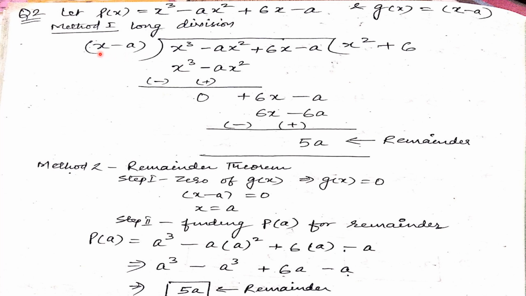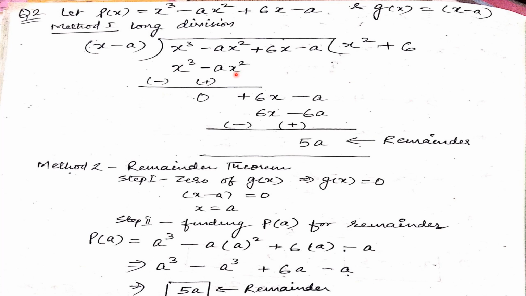Now first see x, the first term of the divisor, and the first term of the dividend. It is x cube, it is x. What do you think? What should we multiply with x to get x cube? Very easy. If we multiply x square with x, we will get x cube. That is why the first term I have taken in the quotient is x square. So we can say x into x square is how much? x cube. Similarly, this is remaining in the divisor, so we'll multiply this also. Minus a into x square is minus a x square.